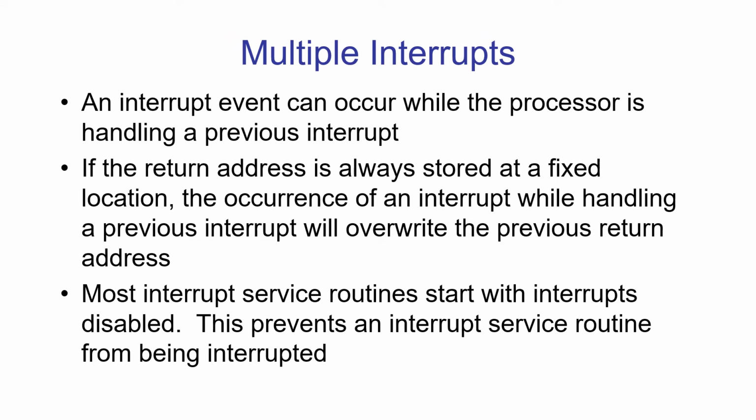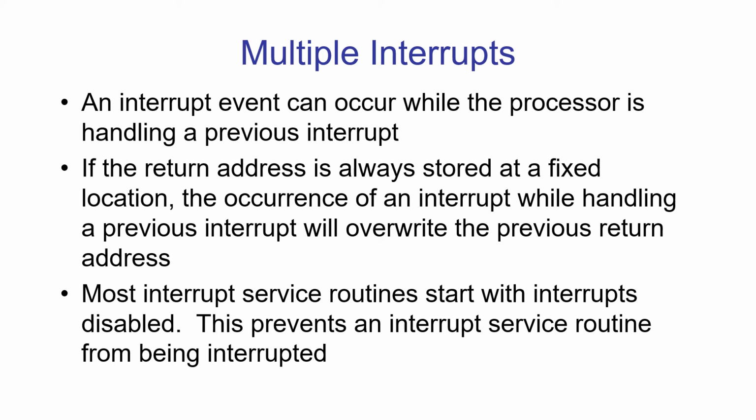Interrupts occur all the time. I did a simple measurement and found out that about 4,000 interrupts per second are occurring while I'm just sitting here working on my PowerPoint and other things on my machine. So it's very possible that while the operating system is servicing one interrupt, another interrupt may occur. How do we handle two interrupts at once? If you store the return address of an interrupt at a fixed location, the second interrupt will overwrite the first interrupt's return location. That doesn't work real well. Some machines will use a stack, a special operating system stack, to store the return address of the interrupts.